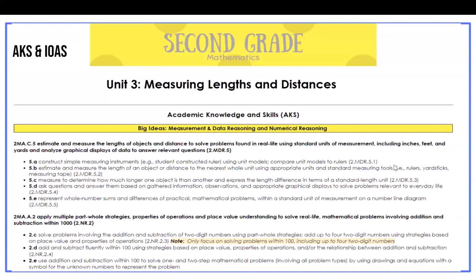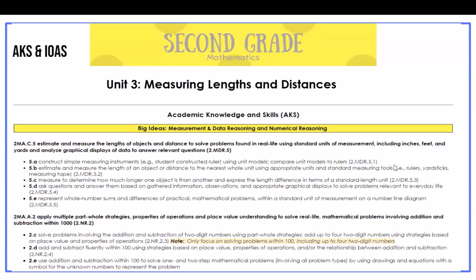Let's take a closer look at the IOAs that will allow students to demonstrate mastery of AKS 5. In IOA 5A, students will construct simple measurement instruments and discuss how measuring with the iteration of individual 1-inch units, such as 1-inch tiles, compares with measurements using an instrument such as a standard ruler. In the past, we have incorporated the skill into our measurement unit. Now it has its own IOA.